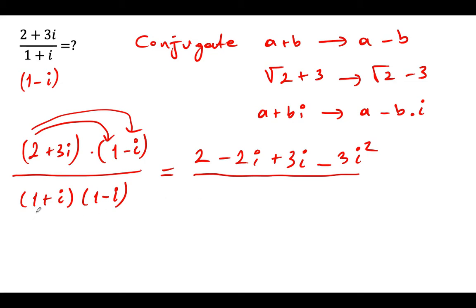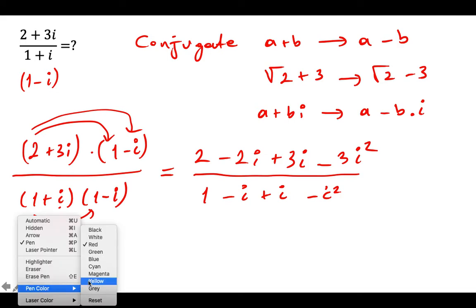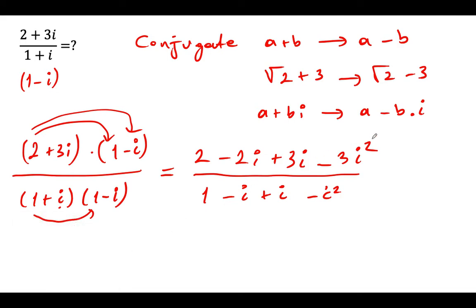Actually, whenever you have a plus b and a minus b, this is a squared minus b squared directly. But now I want to do it: 1 times 1, 1; 1 times negative i, negative i; i times 1, i; and i times negative i, negative i squared. And then here, let me change the color. Since i squared is negative 1, whenever I see i squared, I will put negative 1 instead.